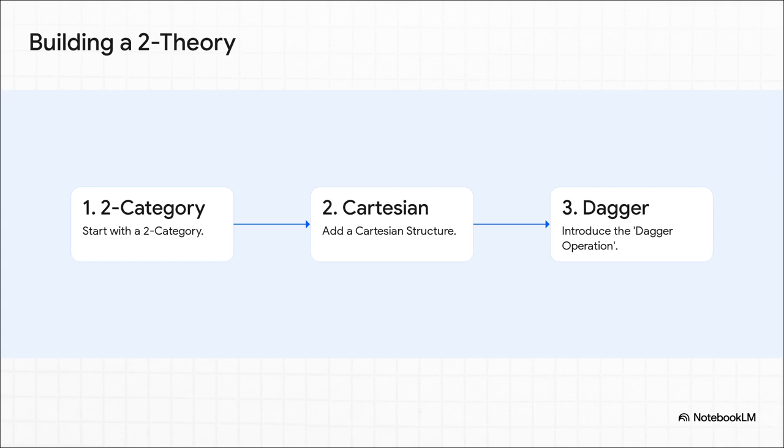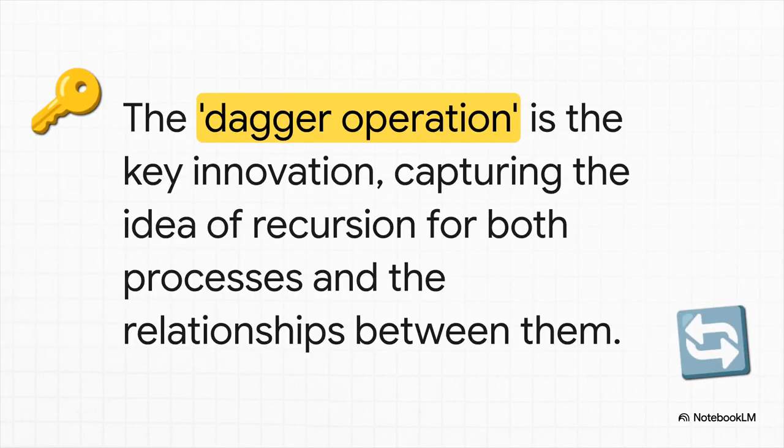Second, you add what's called a Cartesian structure. This gives the system a way to combine things, like running 2 processes at the same time. But the real secret sauce, the magic, comes in step 3. You introduce the dagger operation. And this dagger operation, this is the real game changer. It is the mathematical tool that lets you formally create a feedback loop.